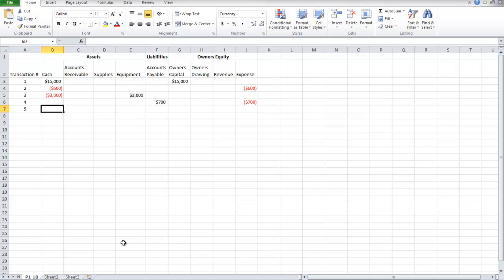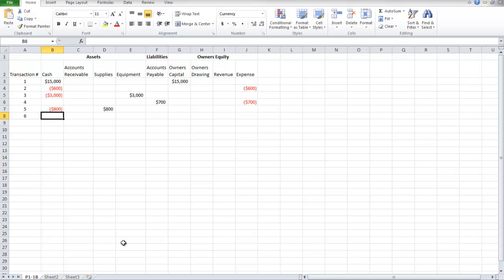Transaction five says that $800 cash was paid for office supplies. So cash first decreases by $800, and office supplies increase by $800.